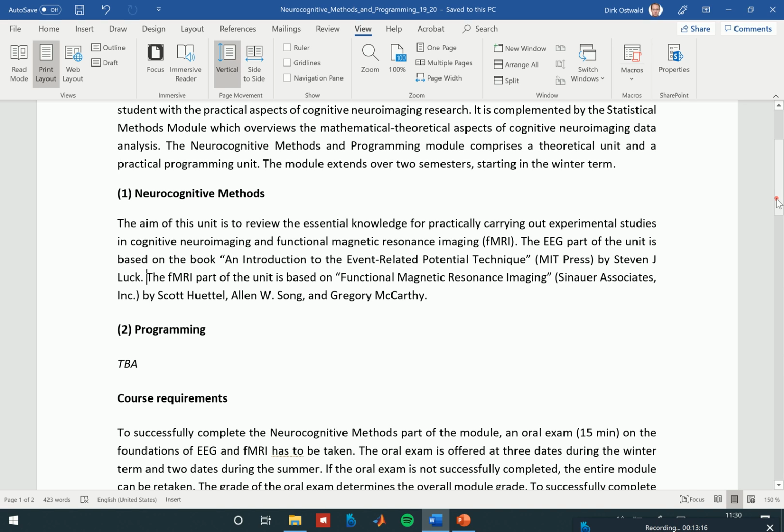Because otherwise, the practical stuff that you do in cognitive neuroscience is essentially programming and acquiring data and writing papers, and of course then talking about your research. But programming is a very important part of being a cognitive neuroscience data scientist.